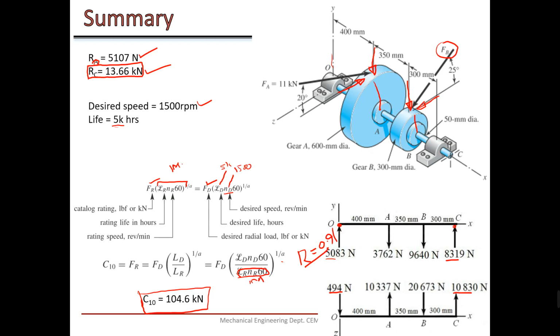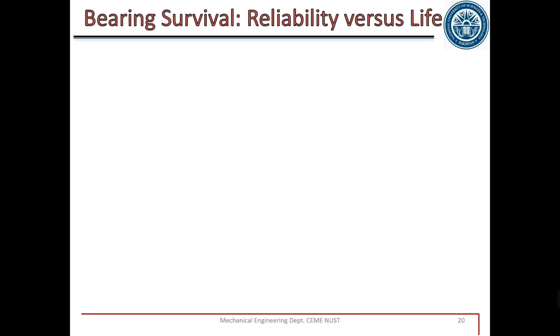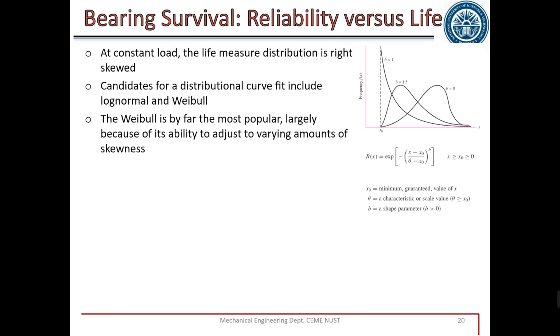You cannot use this exact equation because this equation is only for a reliability of 90%. So if reliability is changed, we have another curve. For that, initially I have to explain to you what a Weibull curve is. This is a Weibull curve. In the Weibull equation, the reliability equation is given as exponential minus x naught divided by theta minus x naught.